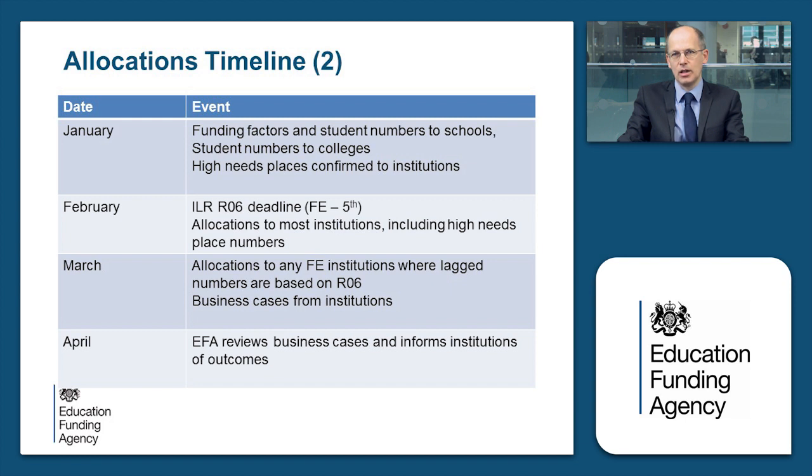As in previous years, we will send out information on lagged student numbers and funding factors in December and January to give you early information on the values we expect to use to calculate your allocation. However, unlike in earlier years, we will not deal with business cases at that stage in the process, as there would not be sufficient time. Instead, we will handle all business cases in March and April once we've sent out the allocations in February. This change to the process means that the large majority of institutions who do not have data issues will have more certainty about their allocation earlier than in the past.